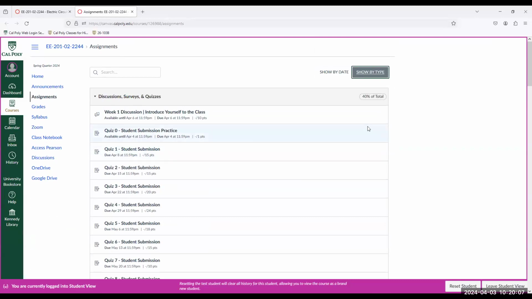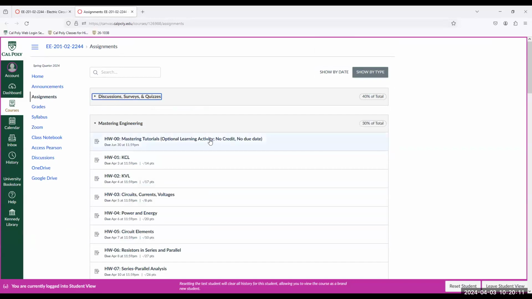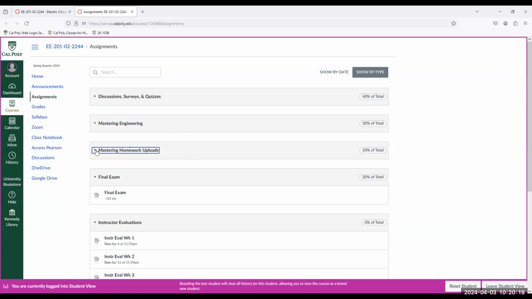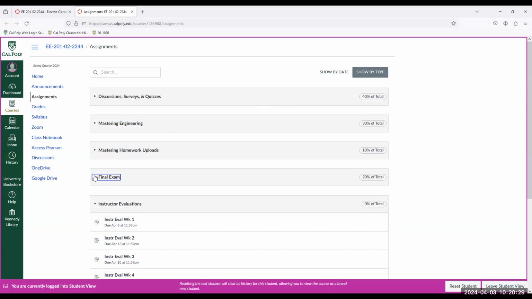Okay. When you arrange it by type, you can see discussions and surveys and quizzes, 40%. Homework, Mastering Engineering, the online homework is worth 30. And then the scanned uploads that you do is 10%. So the homework together is 40%. And again, I'm just repeating what is already there in the syllabus, and I hope students have read through it. And then the final exam is worth 20%.